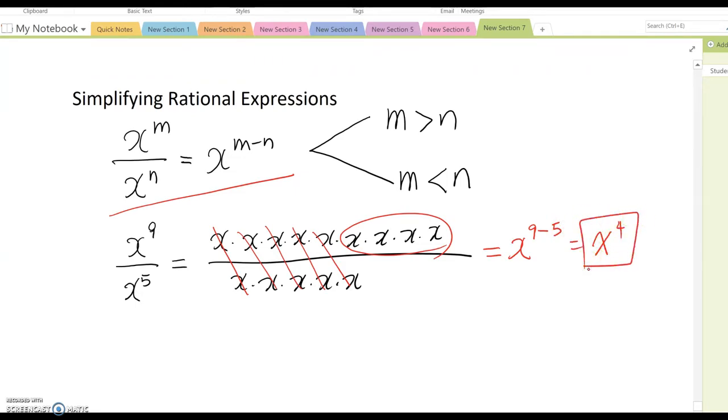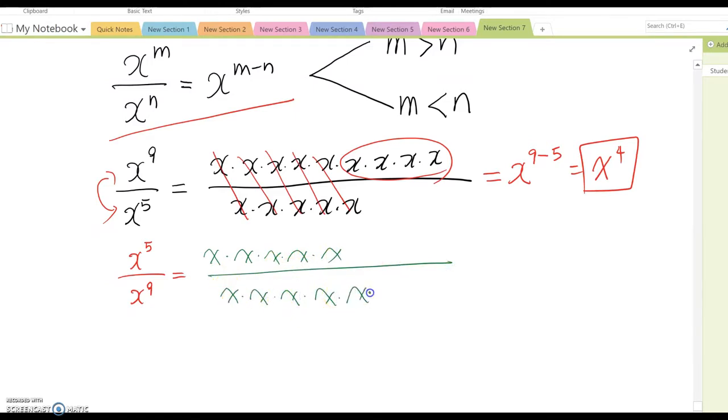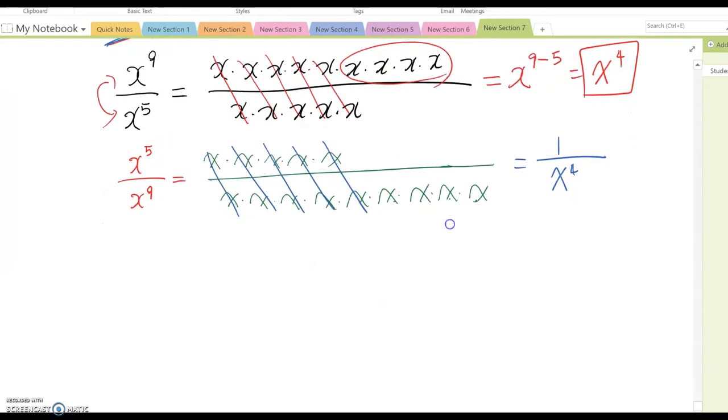Okay, what about this case? x to the 5 over x to the 9. As you see, I flipped the numerator and the denominator. Then we can rewrite this: there are 5 x's on top and 9 x's in the denominator. Now you simplify that. Then it becomes 1 over x to the fourth, 1, 2, 3, 4. So if you apply this property one more time, x to the 5 minus 9 equals x to the negative 4, so it becomes 1 over x to the fourth.